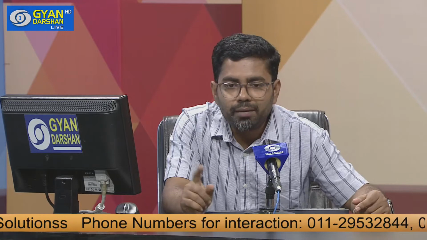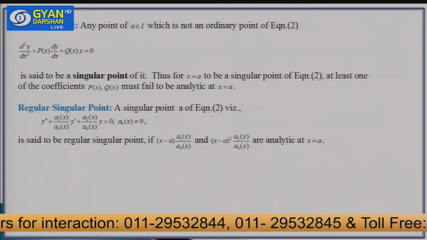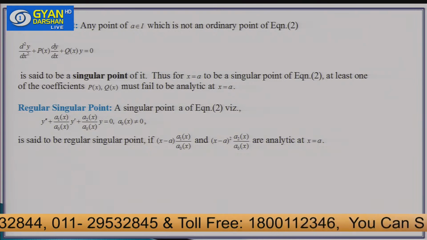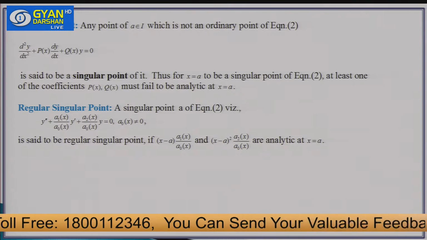If a singular point has some extra property, then, although it is not analytic, is there any good property? That means what type of singularity is there? Can we make it analytic somehow? If we are able to multiply (x minus a) with p(x) and (x minus a) whole squared with q(x), this is the definition of a regular singular point.